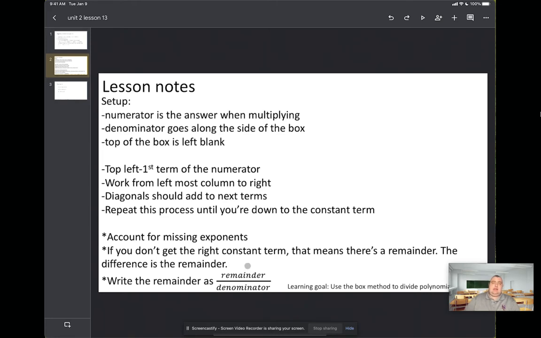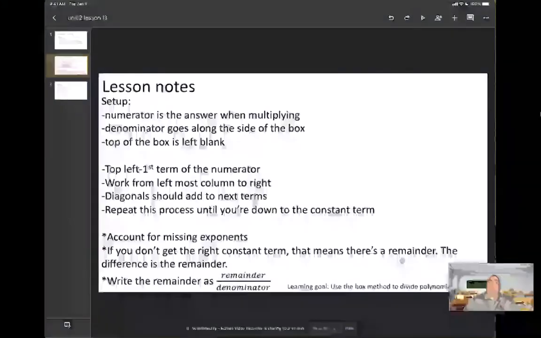Second thing is all of the examples we did in Lesson 12, we ended up with the correct constant term at the end. That will not always happen. There will very often be problems where you do the problem correctly using the reverse box method, but at the end you end up with the wrong constant term. And if you end up with the wrong constant term, that doesn't mean that you did it wrong. That just means that there's a remainder at the end.